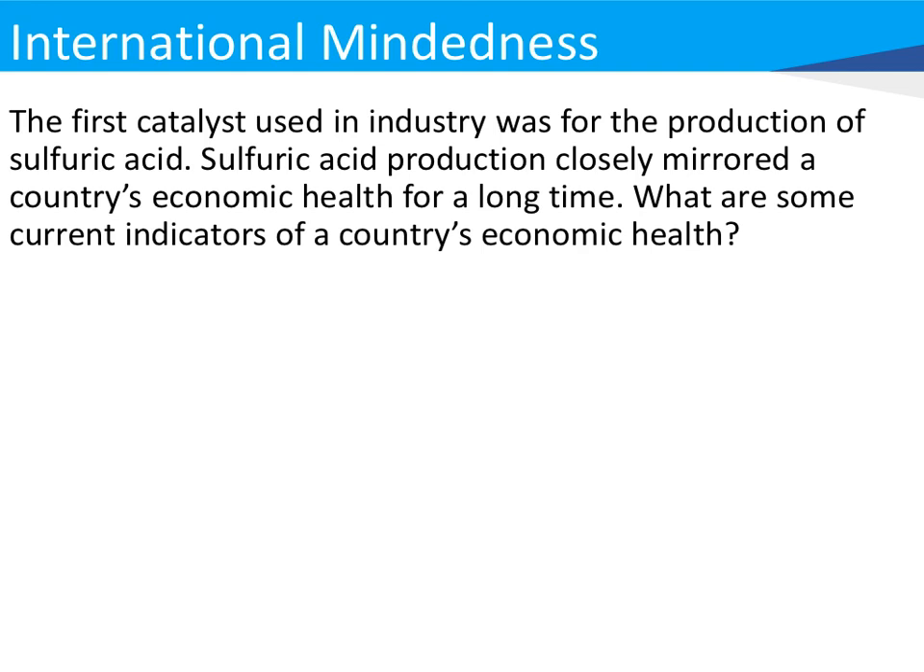International mindedness. The first catalyst used in industry was for the production of sulfuric acid. And sulfuric acid is an amazingly important chemical for a lot of reasons. And sulfuric acid production closely mirrored a country's economic health for a long time. What are some current indicators of a country's economic health? Who knew that chemistry and economics could be so closely related?